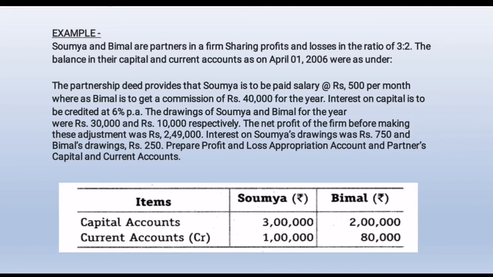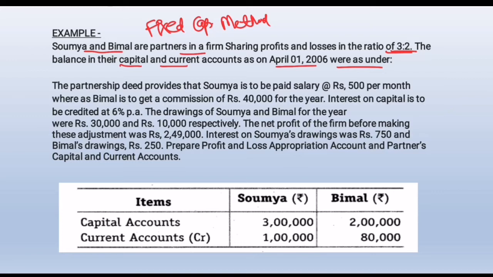Let's do an example for preparation of partners' capital account. Soumya and Bimal are partners in a firm. They are sharing profits and losses in the ratio of 3:2. The balances in their capital accounts and current accounts as on April 1, 2006 were as under. From the question itself, we understand that we have to prepare a capital account and a current account. It means we have to follow the fixed capital method in this question, and we have to prepare two accounts, that is the partners' capital account and the current account.